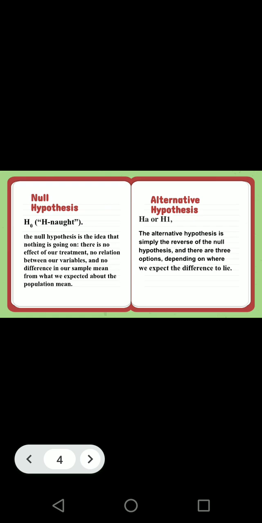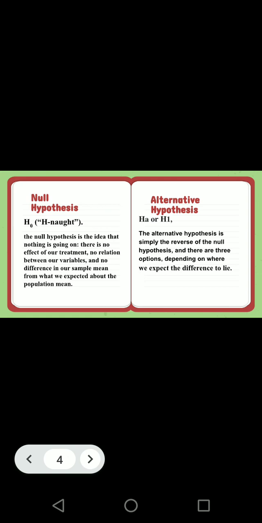So, what is the null hypothesis and the alternative hypothesis? The null hypothesis, which is denoted with H0 or H-naught, is the idea that nothing is going on. For example, there is no effect of our treatment, no relation between our variables, and no difference in our sample mean from what we expect about the population mean. In the null hypothesis, the only mathematical symbol you will see is the equal sign. Take note, only the equal sign is seen in the null hypothesis.